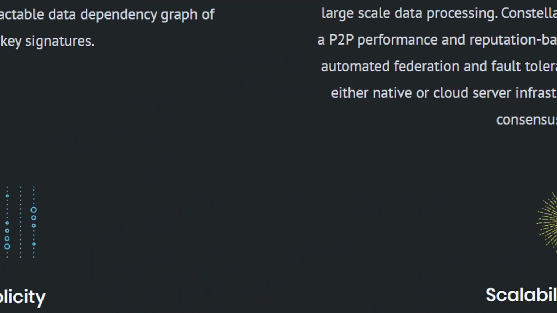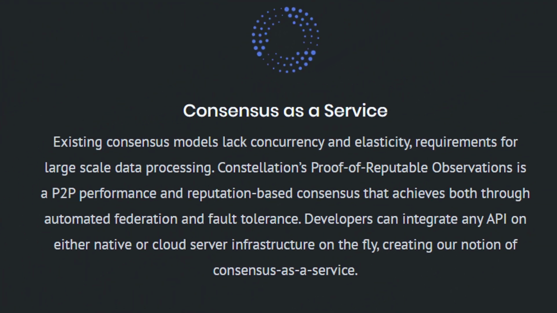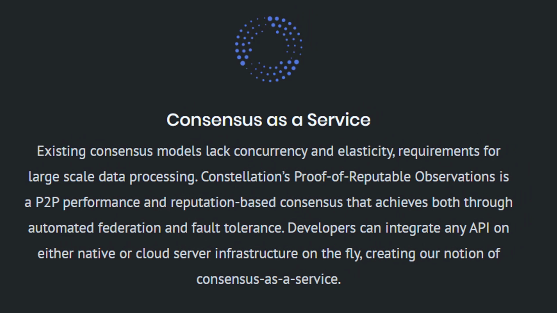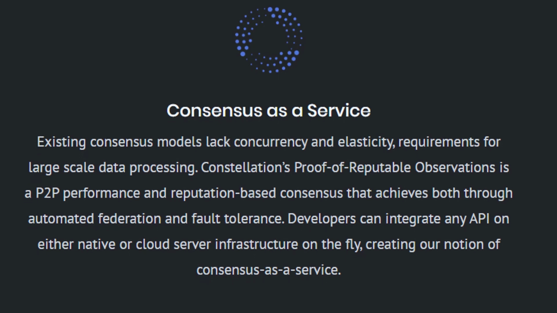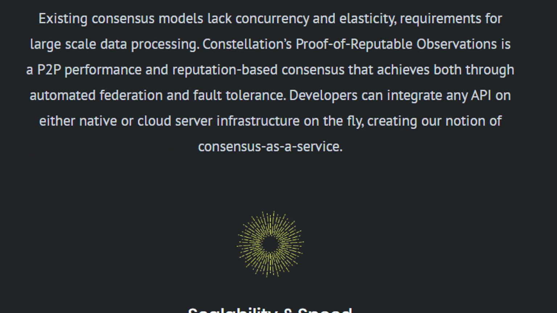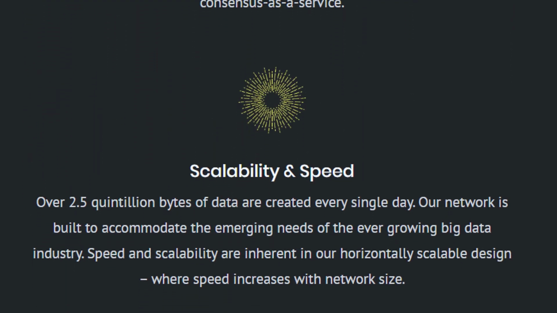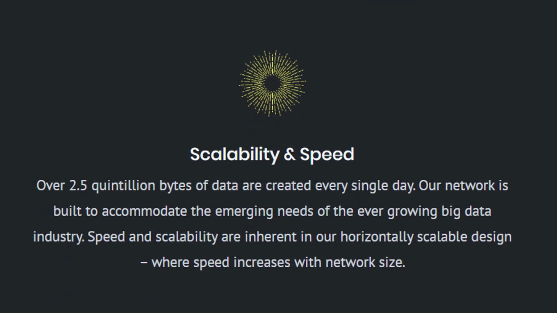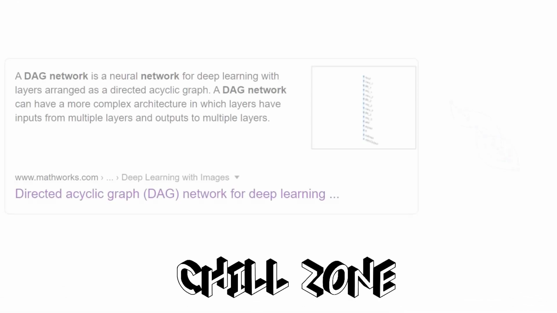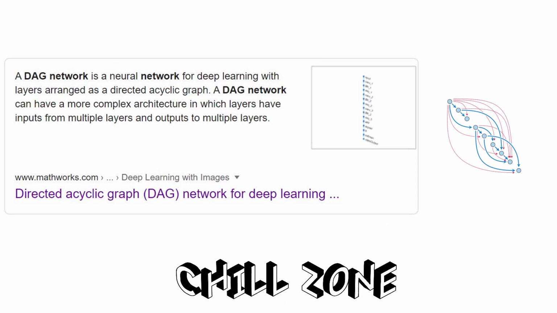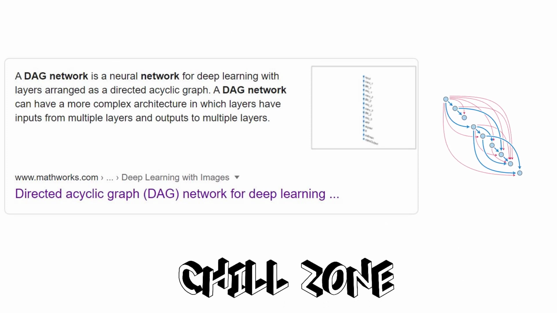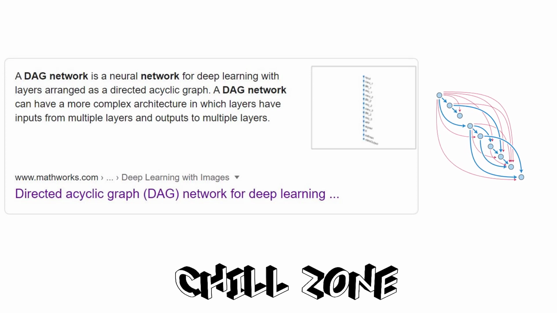It offers consensus as a service. Existing consensus models lack concurrency and elasticity, which are core requirements for large-scale data processing. Constellation Network also offers scalability and speed, as their network is built to accommodate the emerging needs of an ever-growing big data industry. Which leads perfectly into my next point: Constellation Network's Directed Acyclic Graph, or DAG, which performs consensus concurrently.